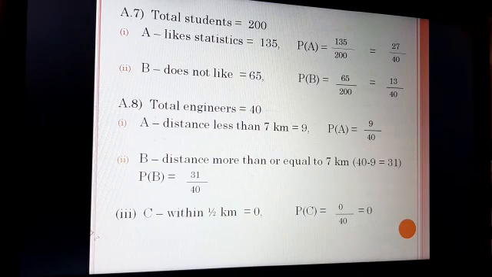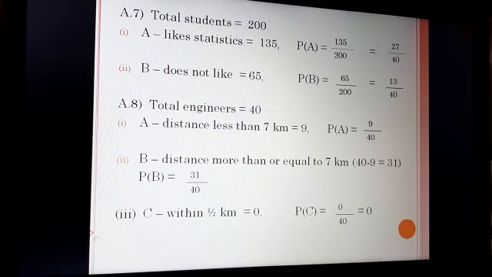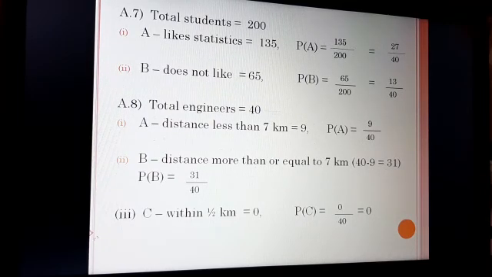And the other one, who were traveling distance more than or equal to 7, that means all the engineers other than this A1. So 40 minus 9, 31, that is 31 upon 40. In the third one, it was asked within half a kilometer. So there was no one who was traveling within half a kilometer. So the probability becomes 0. It is an impossible event. That is 0 upon 40 equals 0.